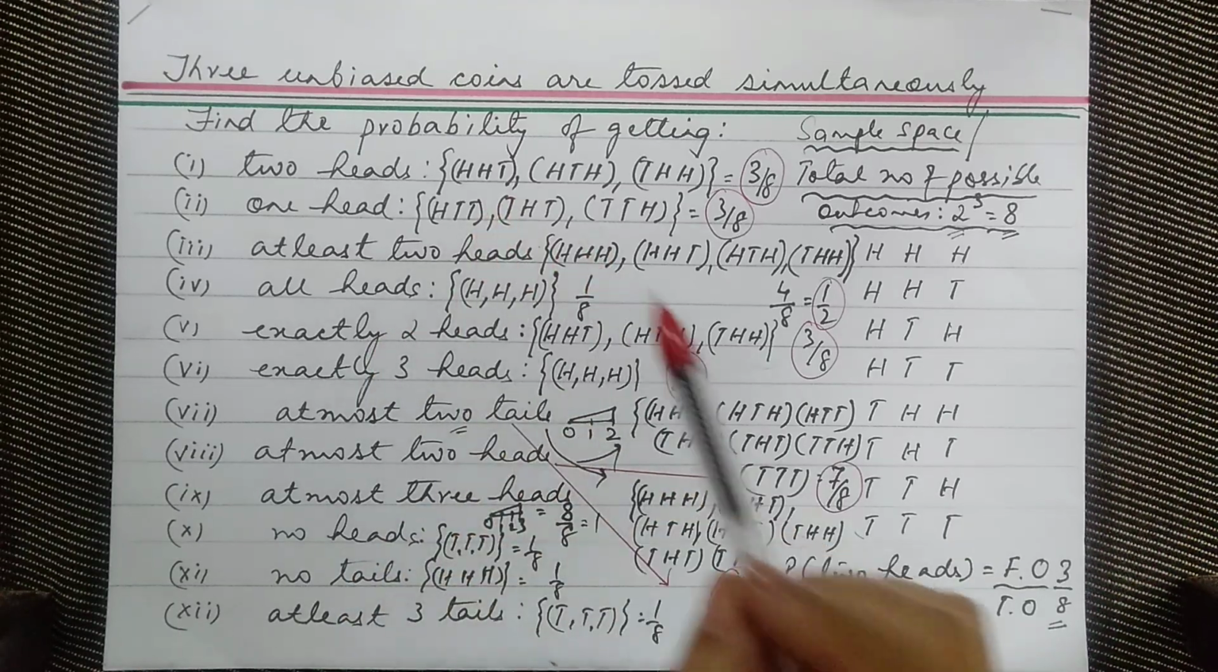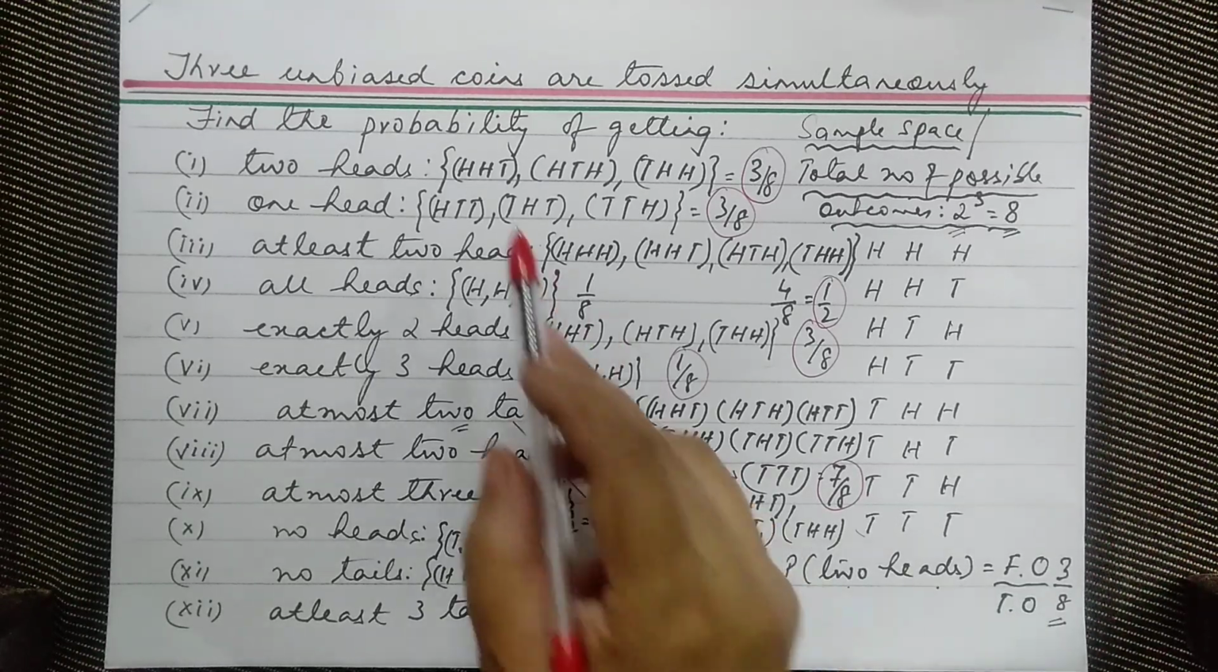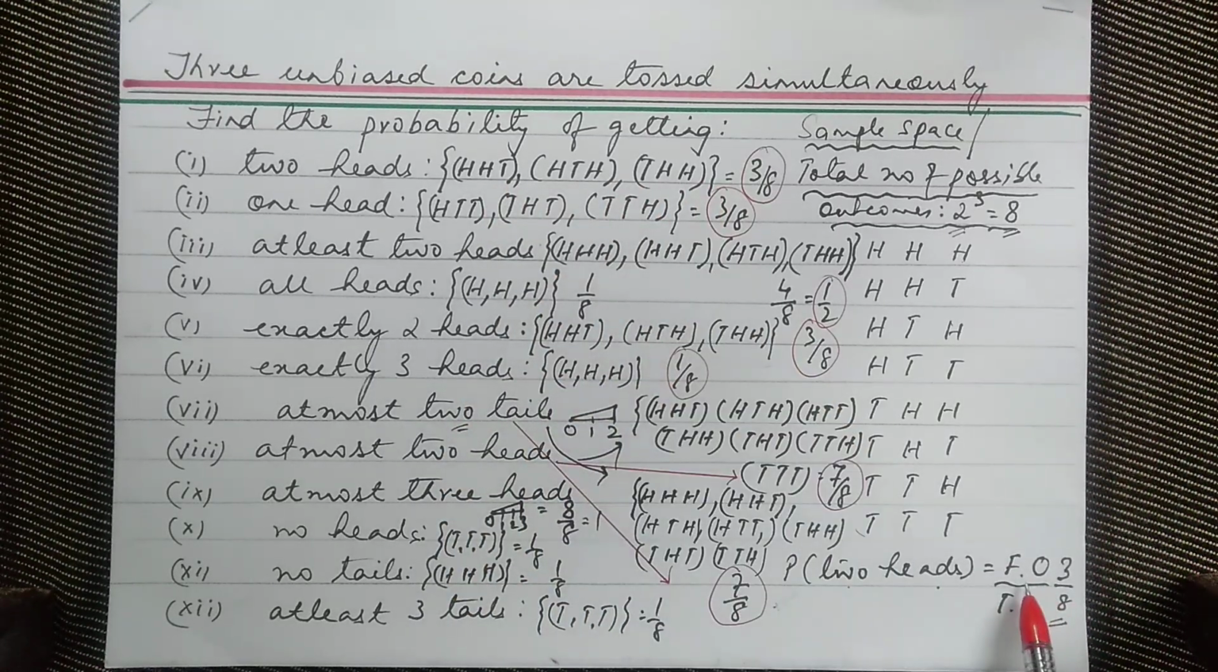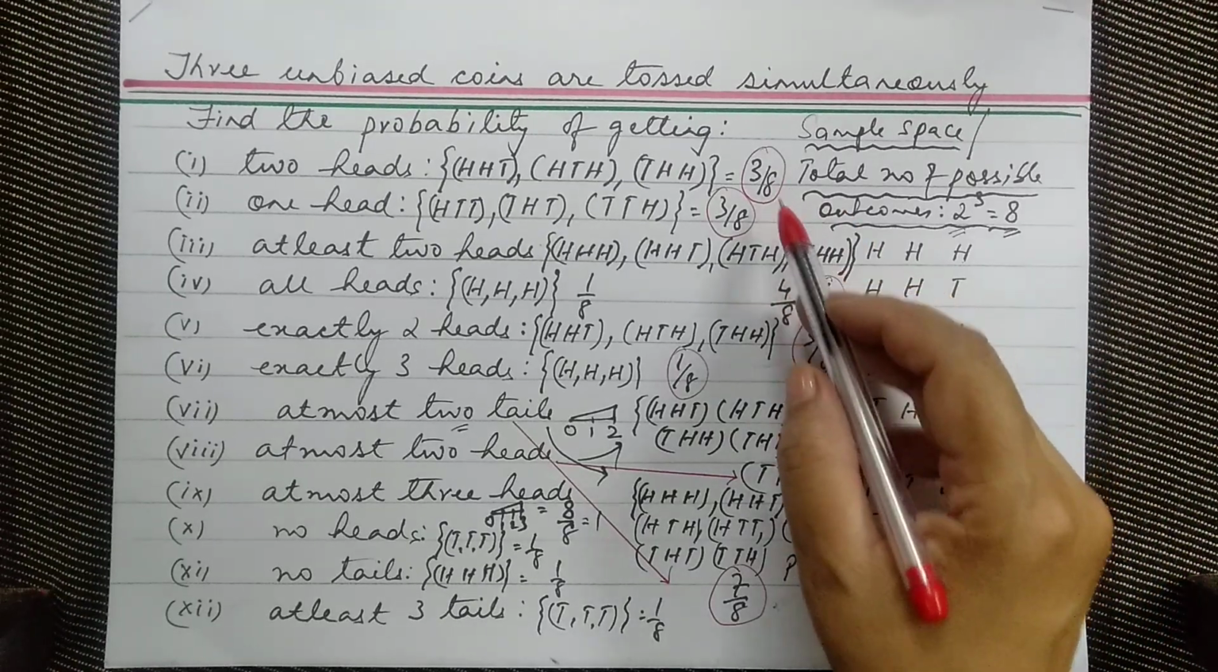Now every time they ask you, you have to write: probability of getting 2 heads is, 1, 2, 3 combinations, that is favorable outcomes are 3, and total number of outcomes are obviously 8. So we write 3 upon 8.